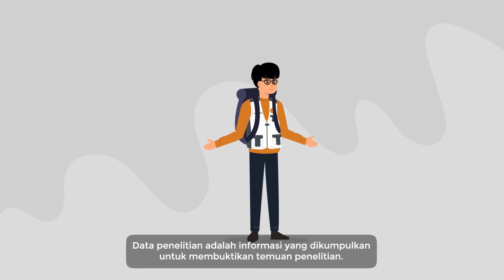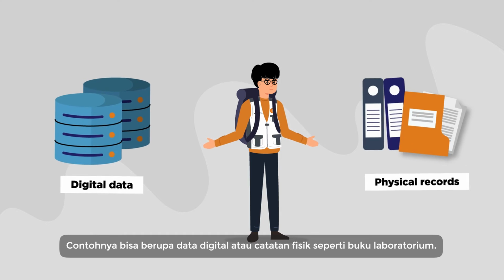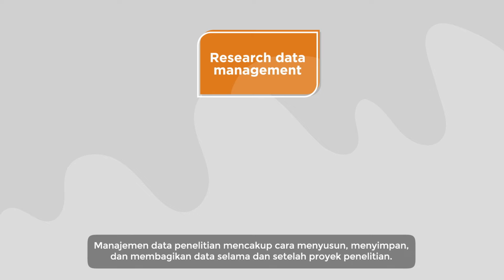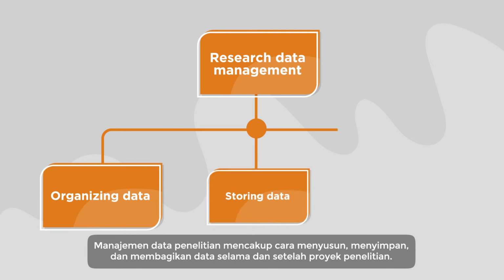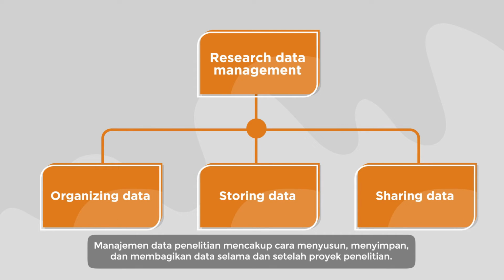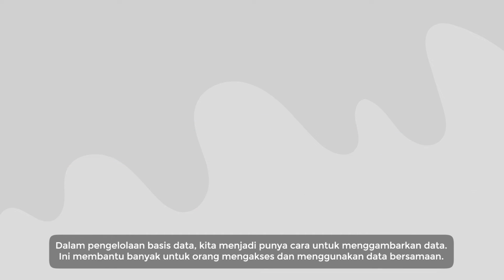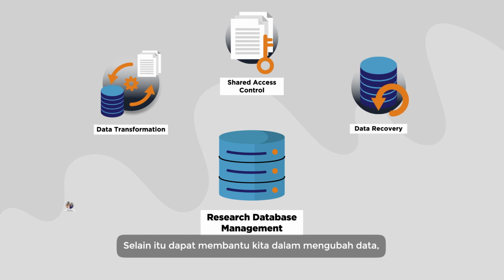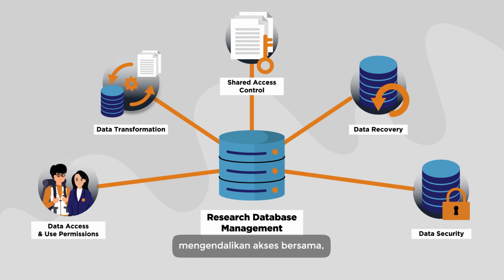Research data is information collected to support research findings. It can be digital data or physical records like laboratory books. Research data management involves organizing, storing, and sharing data during and after the research project. In managing a database, we need a way to describe the data. This helps others access and use the data concurrently. It also aids in transforming data, controlling shared access, recovering data if issues arise, and maintaining data security.